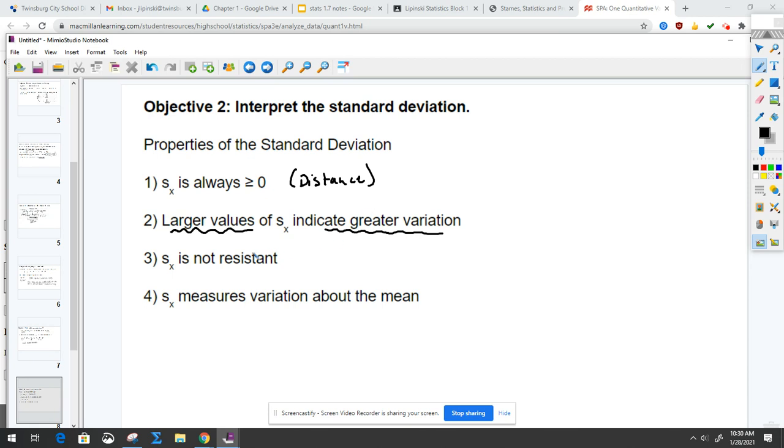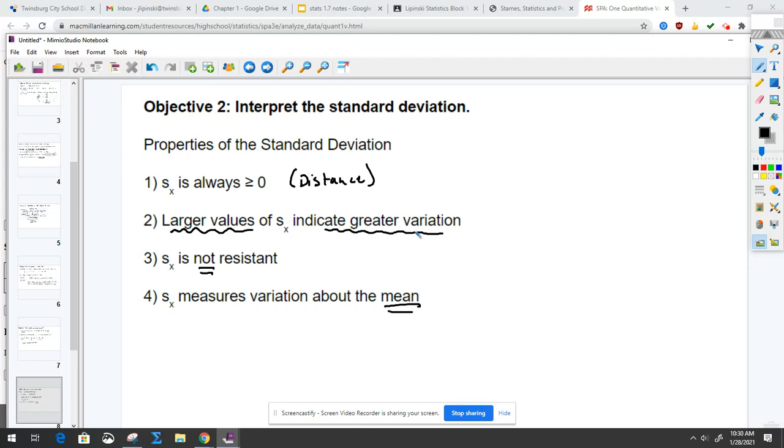It's not resistant. Again, we're dealing with the mean, and if we change those outliers, it definitely changes the mean. So this is not resistant. And again, it just measures the variation about the mean. So once we find the mean, it's how far away these values are from the mean of the given data. So again, those are 4 things to note and to look at.